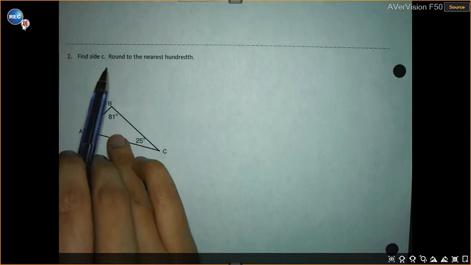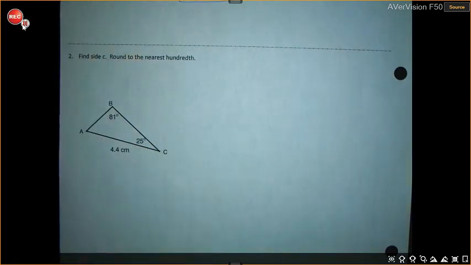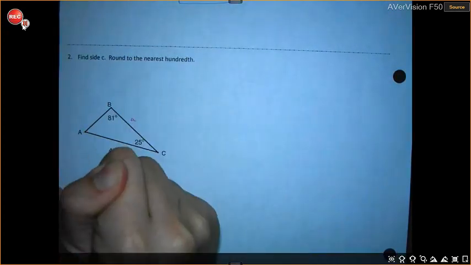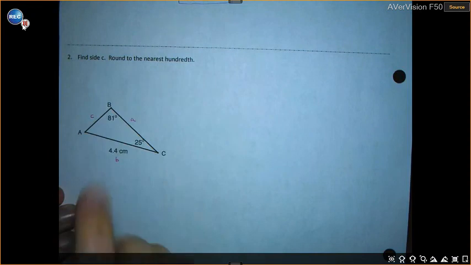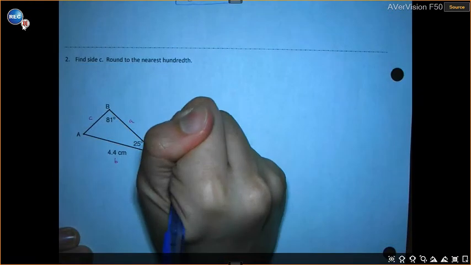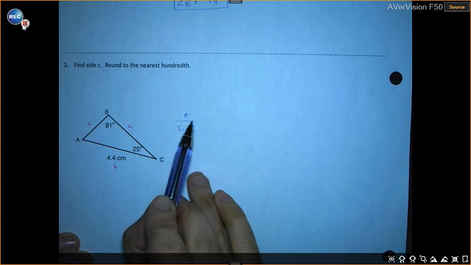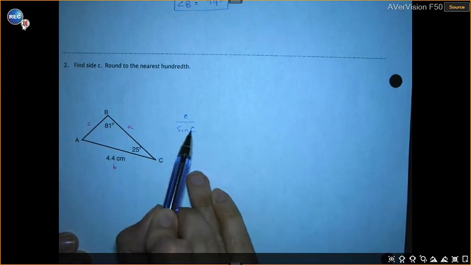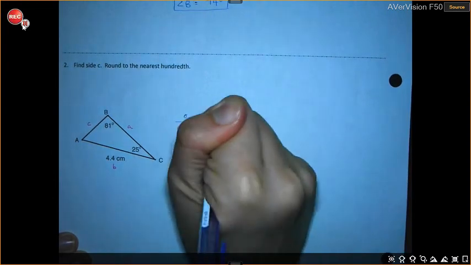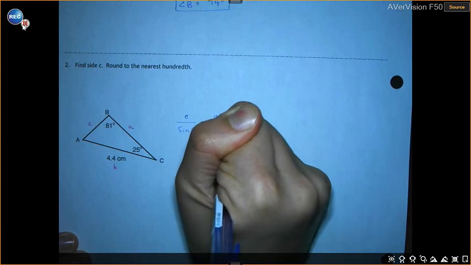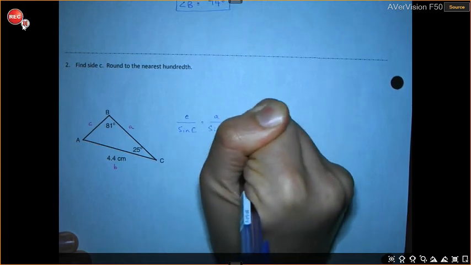For this example, we have to find side C, rounded to the nearest hundredth, or 2 decimal places. So we have triangle ABC. Let's label the sides: this is A, B, C. This time we have to look for side C. So the formula to look for side C will be C over sine C, since we're looking for a side, that's going to be on the top. Everything will just be flipped, equals A over sine A equals B over sine B.